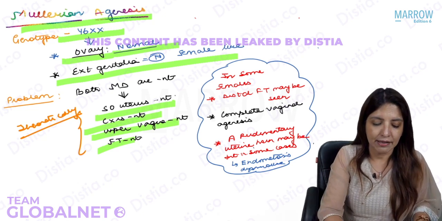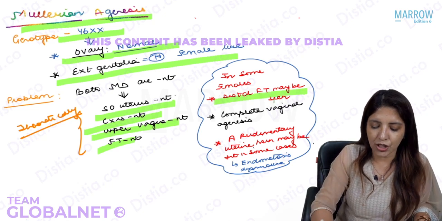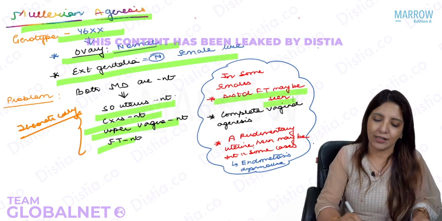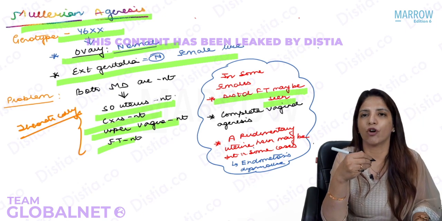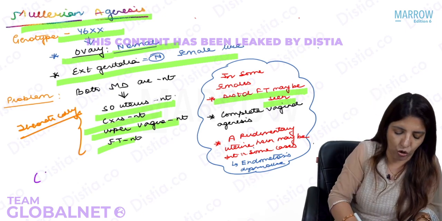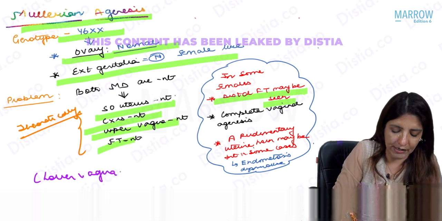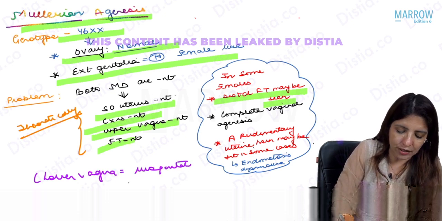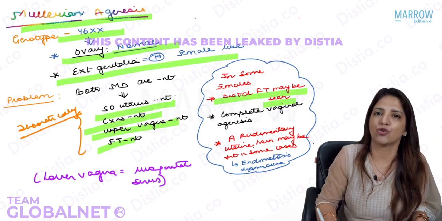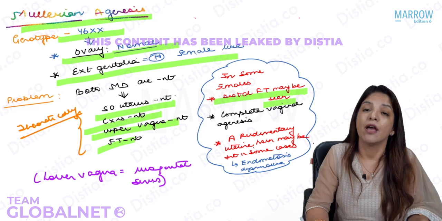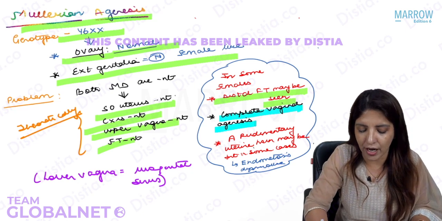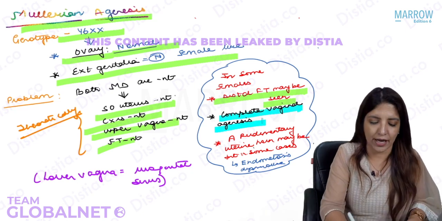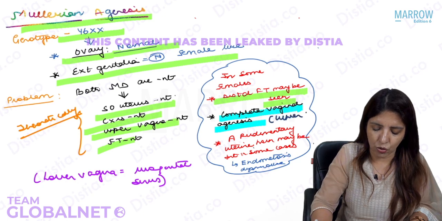Practically, what we see is that in some of these females, the distal part of the fallopian tube may be seen. Then practically what we see is that although it is only the upper part of the vagina which is formed from the Mullerian duct, and the lower part of the vagina is formed by the urogenital sinus, so we expect that the lower part of the vagina should be present because it is not formed by the Mullerian duct. But practically what we see is that in Mullerian agenesis, there is complete vaginal agenesis. Both the upper part and lower part are absent.